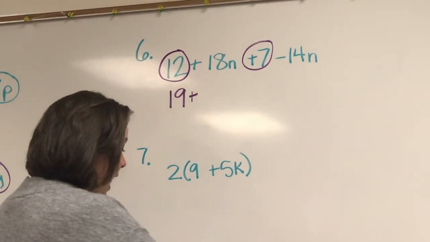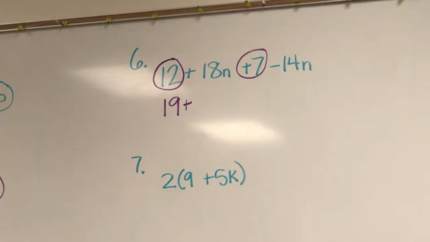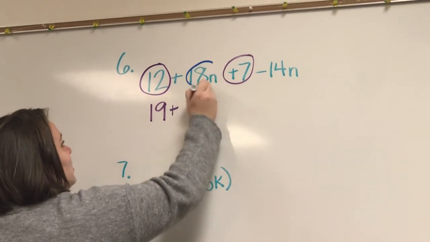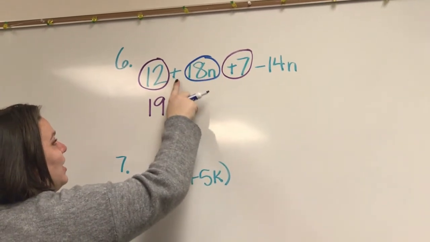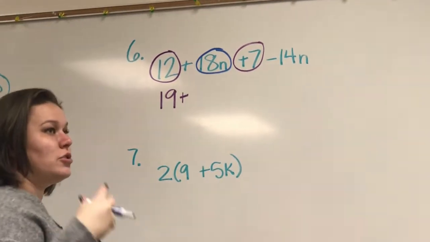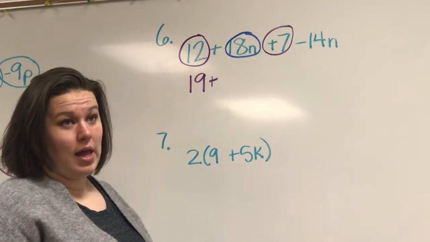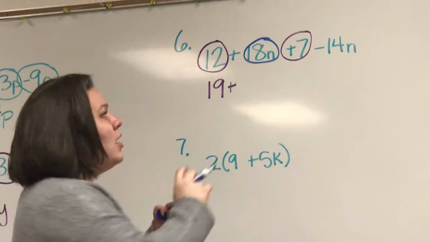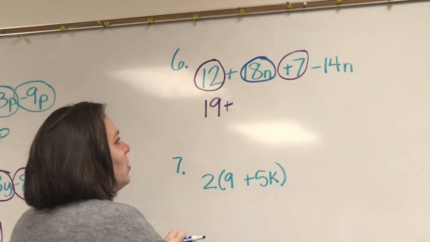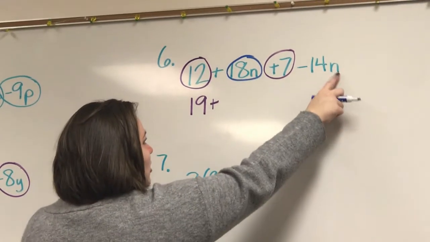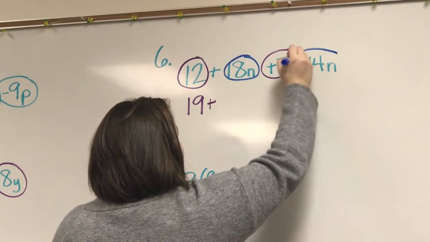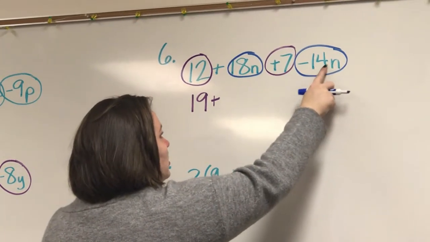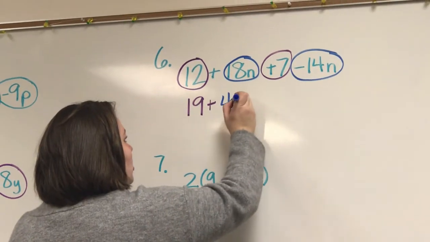I'm going to change colors again so that you can see how I combine my terms. And I have 18n. The reason why I did not put that in there is because this is the first term using the letter n. So anytime you're talking about the first term, you don't include this symbol. It's always when you're doing the second of that term. So this is the second term that has an n in it, so I'm going to include my symbol in that. So 18n minus 14n would be 4n.